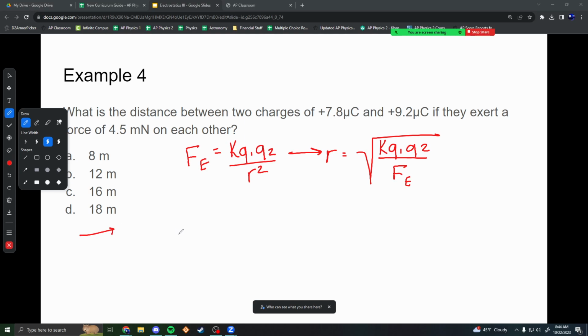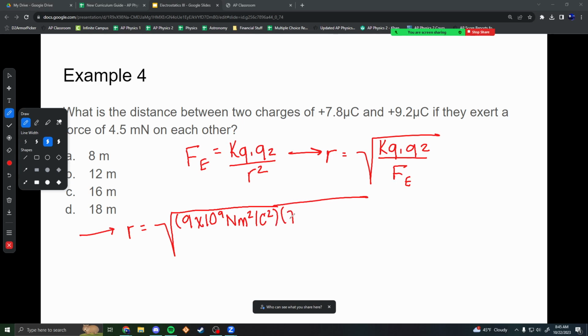Not that I need to tell you guys this, but when you were starting out in physics, putting all these numbers in multiple times would be really frustrating. So how much more convenient it is to do with variables first, but no one ever believes that until they're drowning in momentum equations, I feel like. So we have 9 times 10 to the 9 newton meters squared per coulomb squared. That's just our electrostatic constant.